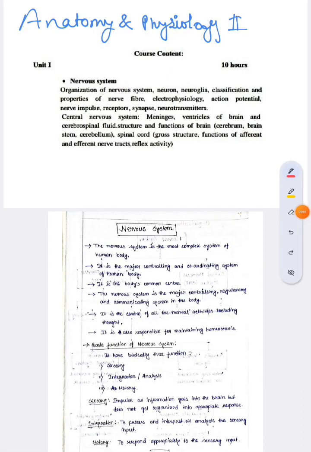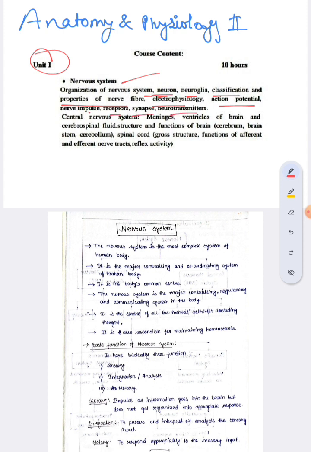We are going to start Anatomy and Physiology 2 from the second semester. In Unit 1, we have the nervous system. In the nervous system, we have organization of the nervous system, neuron, neuroglia, classification and properties of nerve fiber, electrophysiology, action potential, nerve impulse, receptors, synapse, and neurotransmitter.